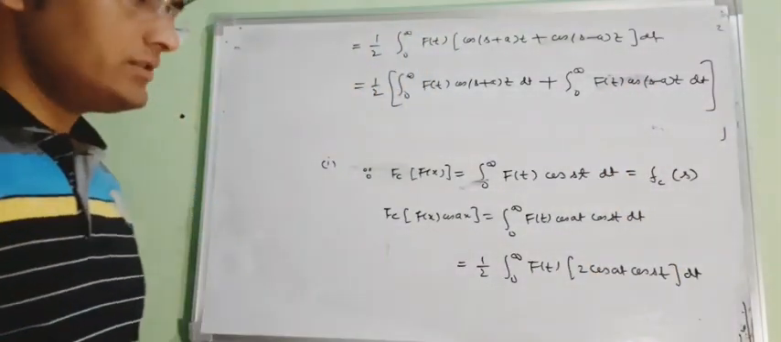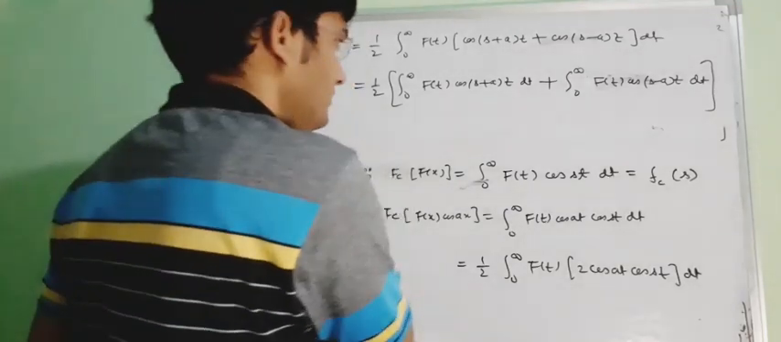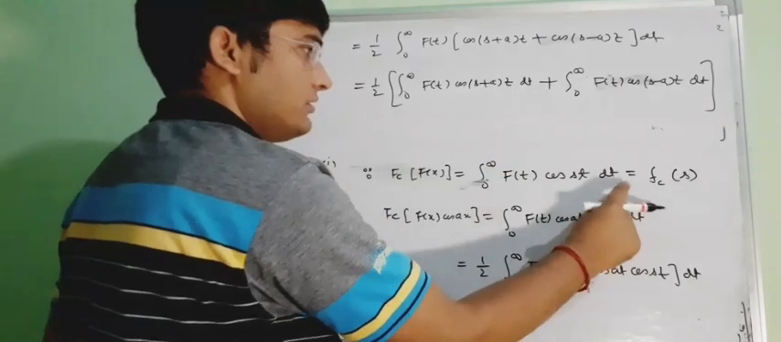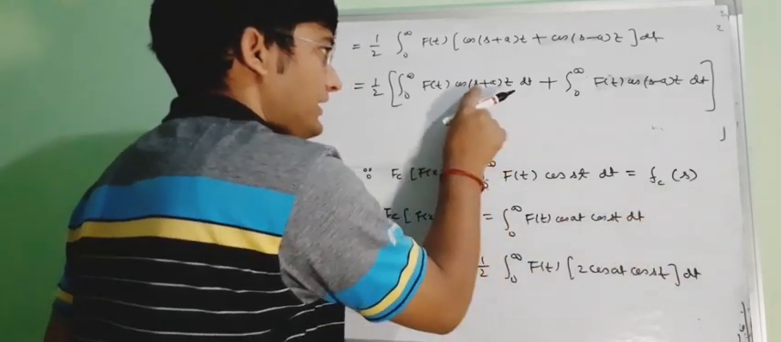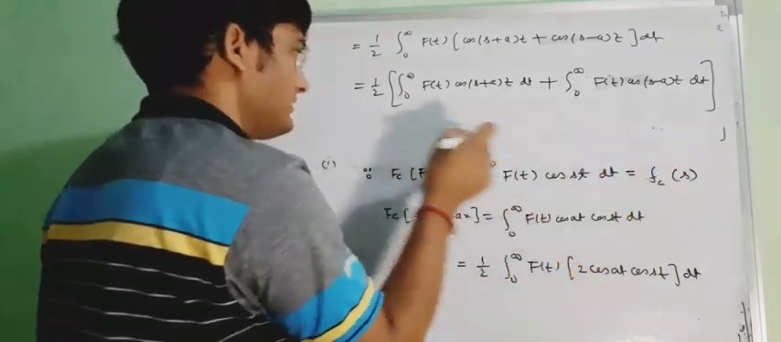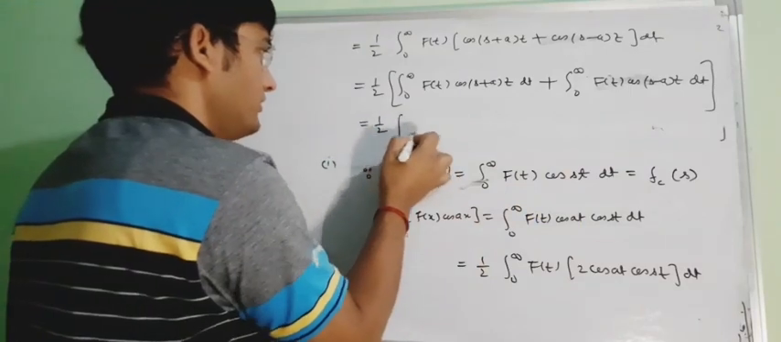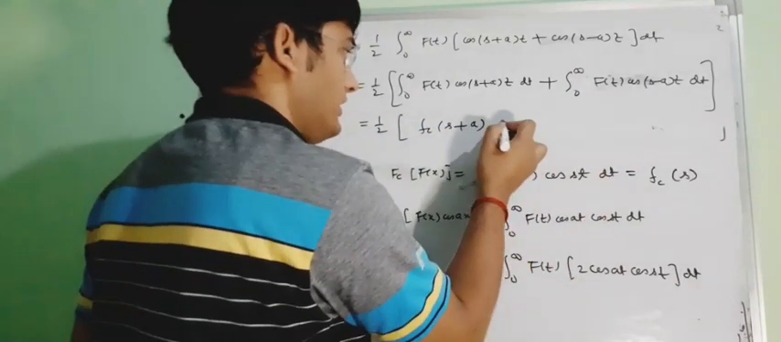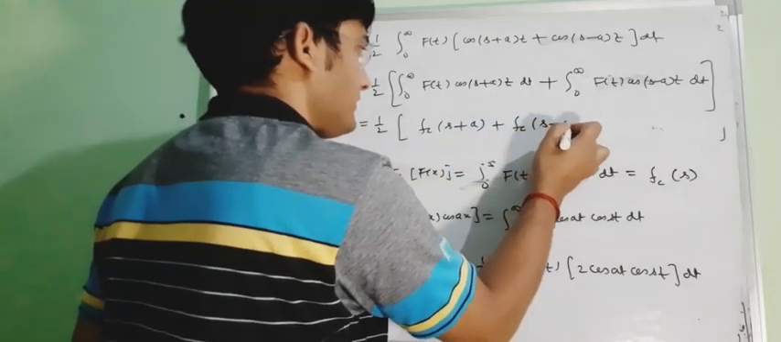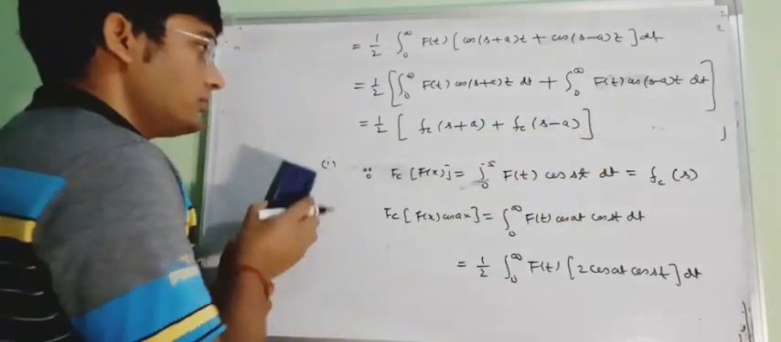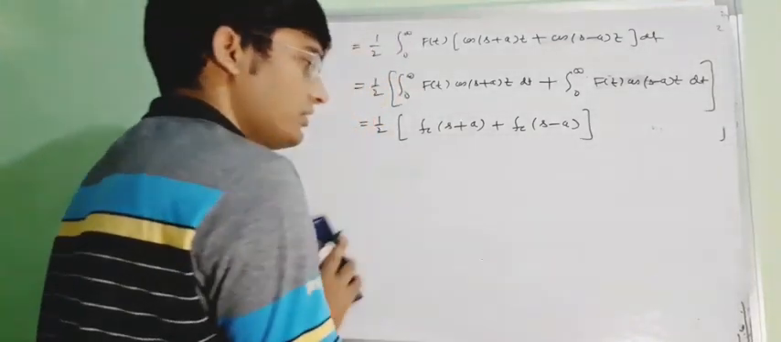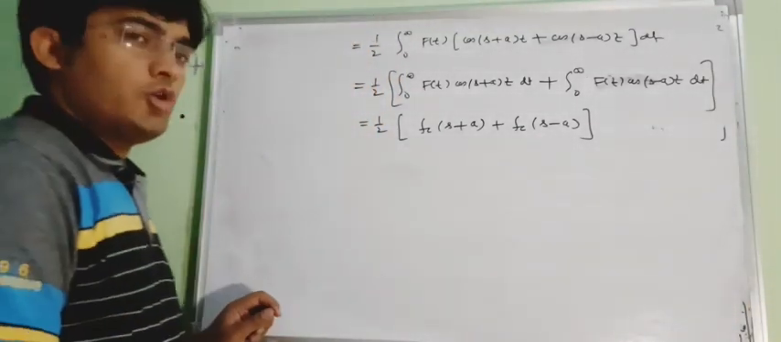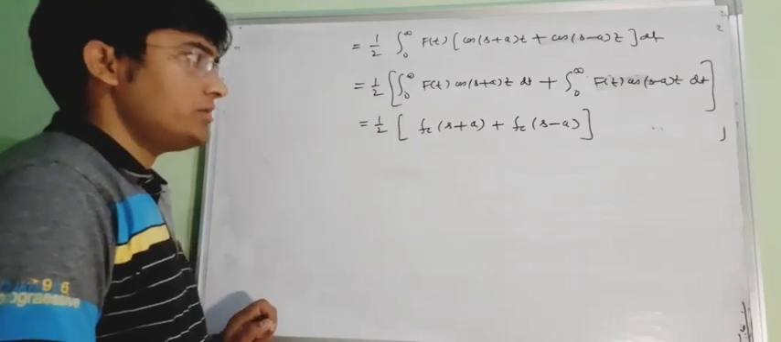So now you can see that the first term is here. You can see that this is F_c, now in place of s we are getting s plus a. So this will be half of F_c(s+a) plus F_c(s-a). So this is the proof of the first part, and similarly you can prove the second part. So this is the modulation property of the Fourier transformation.